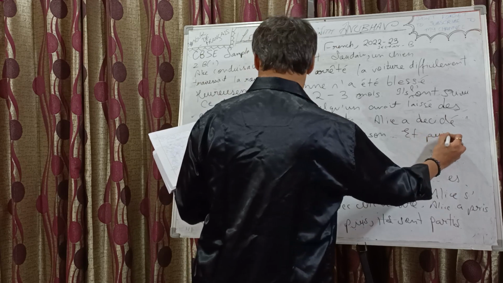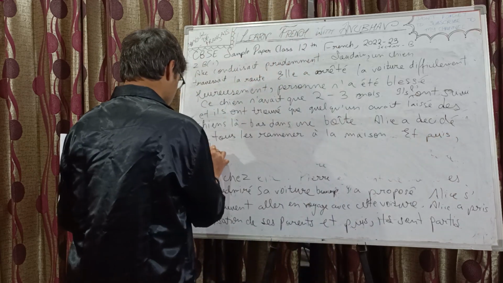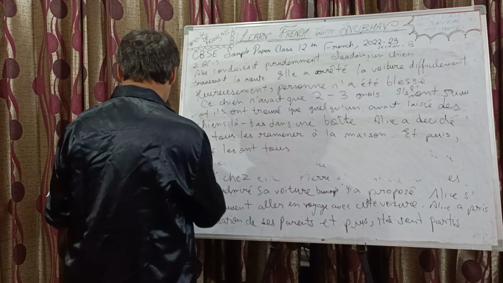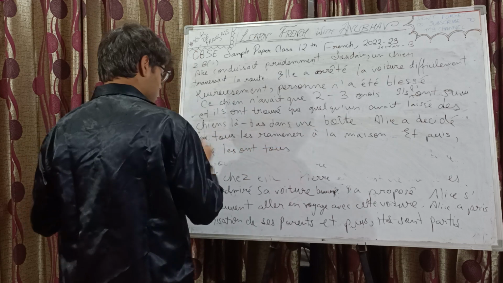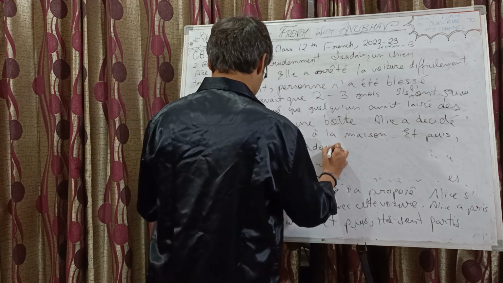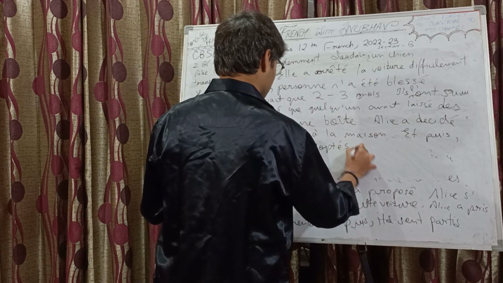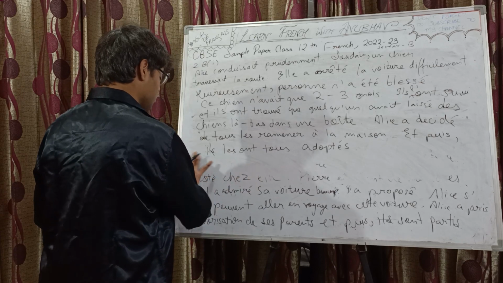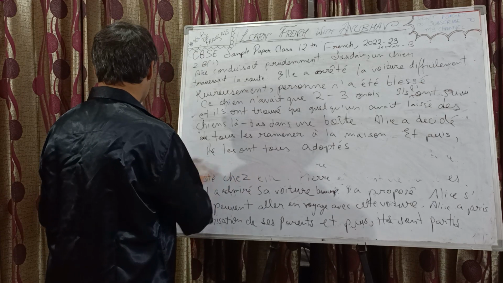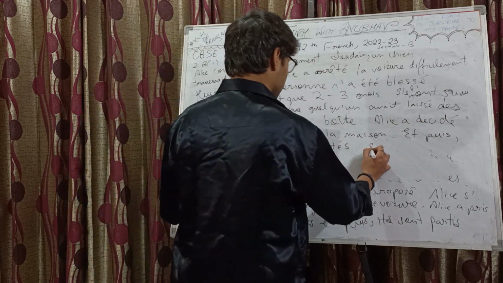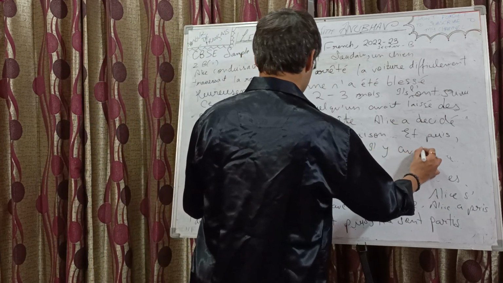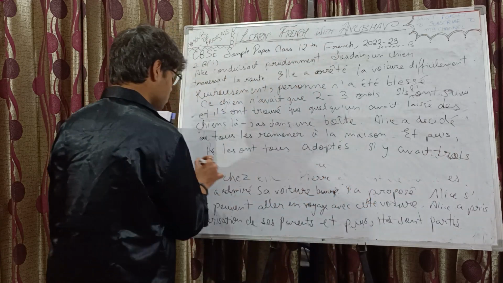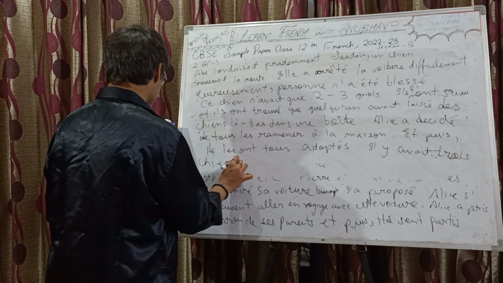Et puis, ils les ont tous adoptés. And then they adopted all of them, right? Il y avait, you can end it with this statement. Il y avait 3 chiens. There were 3 dogs.